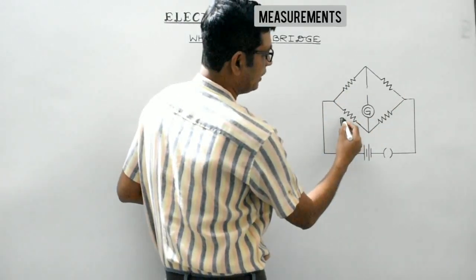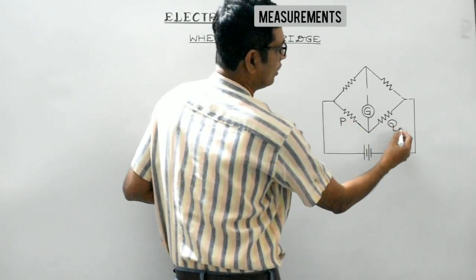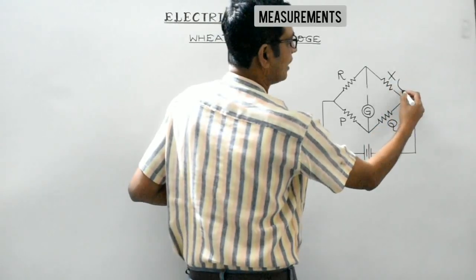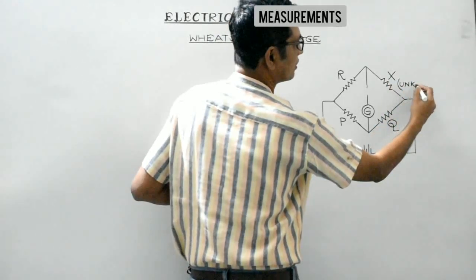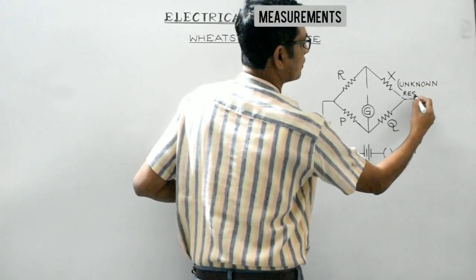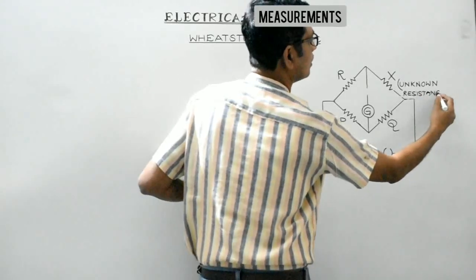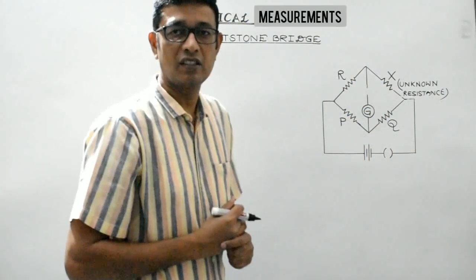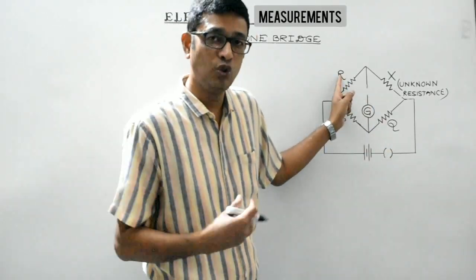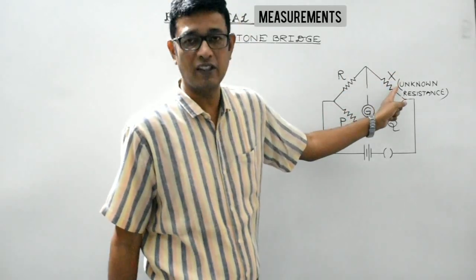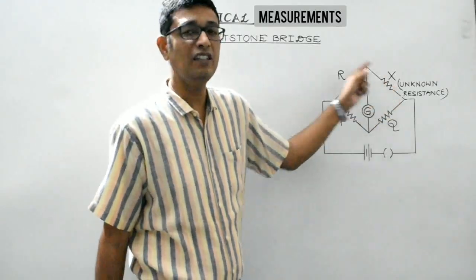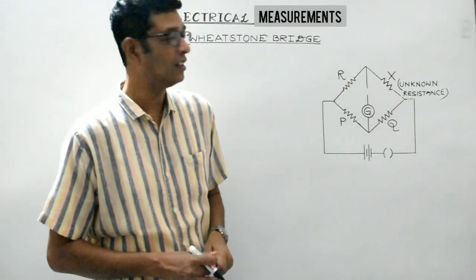Suppose this resistance is P, this resistance is Q, this resistance is R, and let us consider this to be X. Suppose X is the unknown resistance. So out of these 4 resistances, if the values of P, Q and R are known to us, then the value of the 4th resistance X can be easily determined by the null method. So that's the utility of the Wheatstone bridge, right?